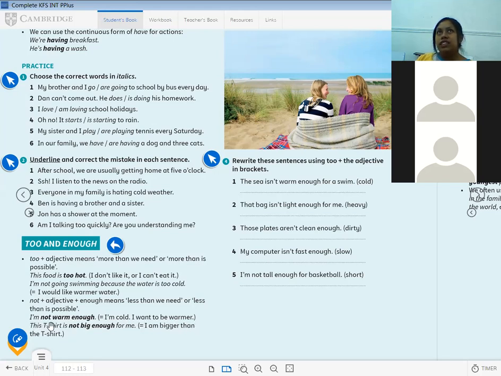Now, this t-shirt is not big enough for me. I am bigger than the t-shirt. Okay, now how do you interpret this sentence? This t-shirt is not big enough. Esta playera no es suficiente grande para mí.